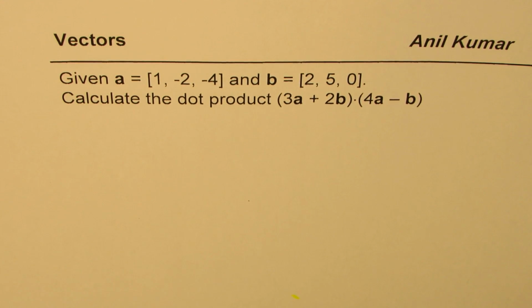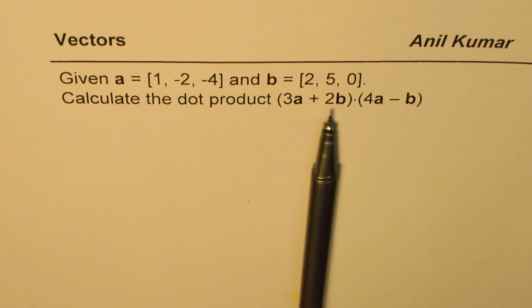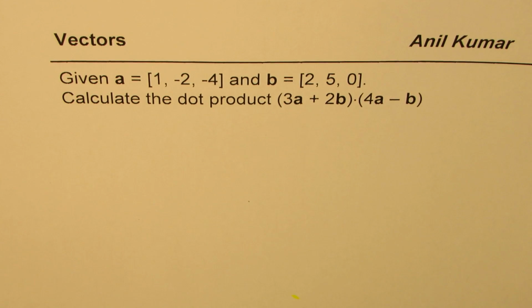Question here is a equals to 1, minus 2, minus 4 and b equals to 2, 5, 0. Calculate the dot product of 3a plus 2b dot 4a minus b. That's the question for you.